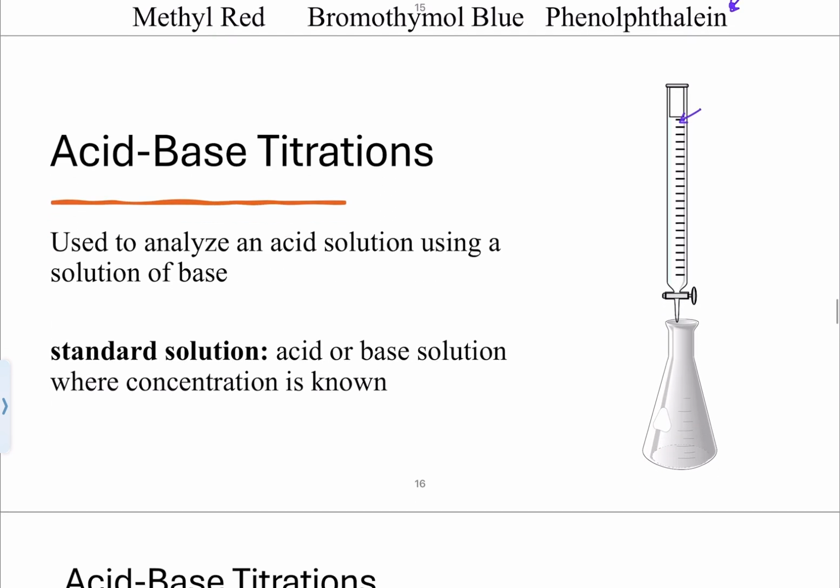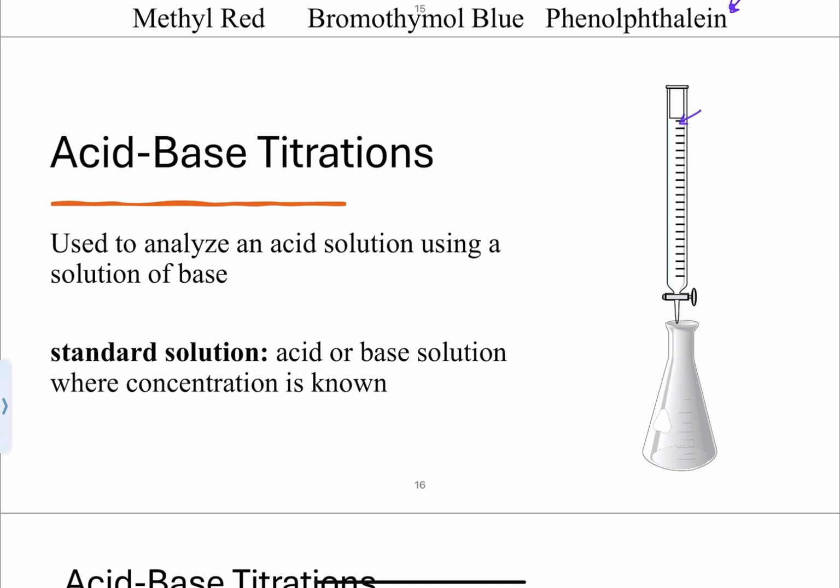So I just want to point out, you don't have to memorize the specific color changes, but I wanted to show you here, we have phenolphthalein. This pH indicator is colorless if it's in an acidic or neutral solution, and is only going to change color if the solution becomes basic, at which point it would turn a pink shade.